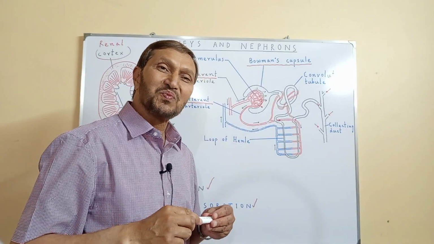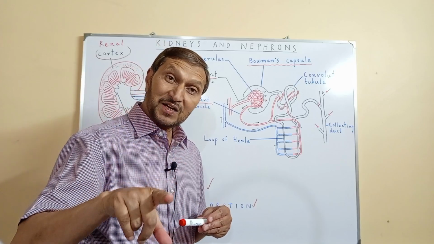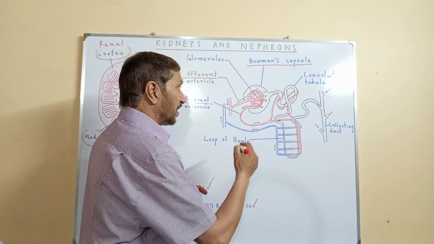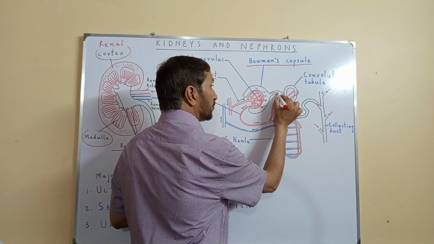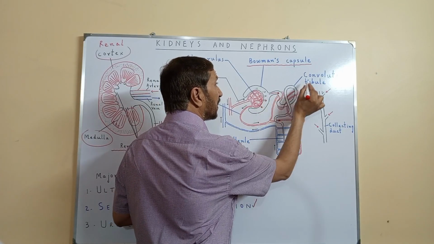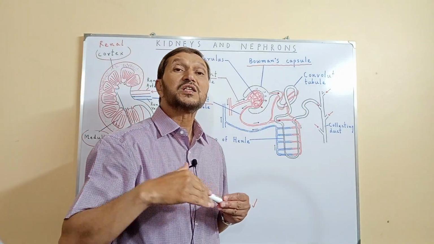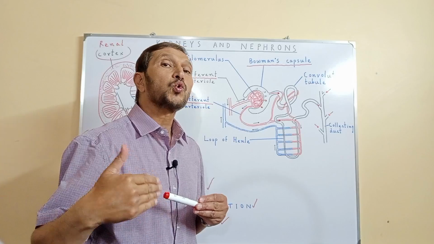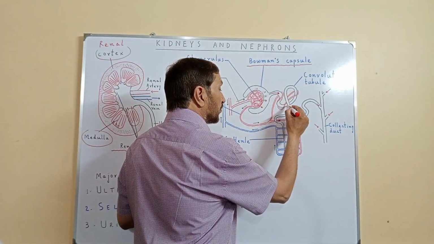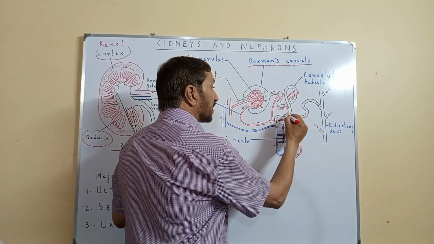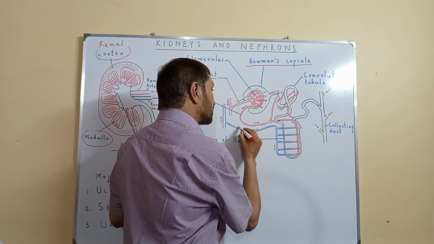But all the other small molecules, including water, glucose, amino acids and urea, come out of the blood and start traveling in this coiled tube, the convoluted tube. This is called the convoluted tubule. Why is it called convoluted tubule? Because it is coiled. Convoluted means coiled, right? So not straight.